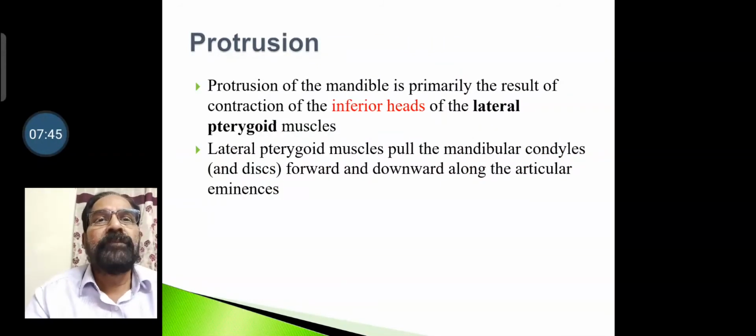Protrusion. Protrusion of the mandible is primarily the result of contraction of the inferior heads of the lateral pterygoid muscles. Lateral pterygoid muscles pull the mandibular condyles and discs forward and downward along the articular eminences.